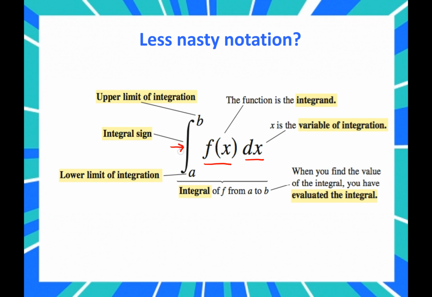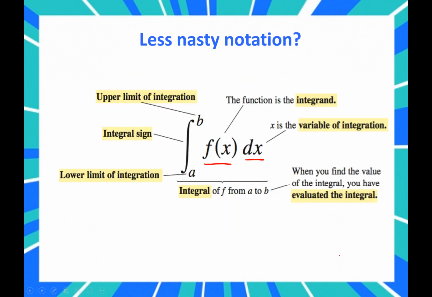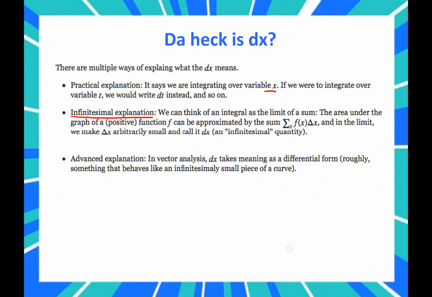And I mentioned this in one of the classes, but kind of interesting that this looks like the letter S, and we are summing up an infinite number of rectangles. So that's why it looks the way it does. We're basically summing up an infinite number of rectangles.